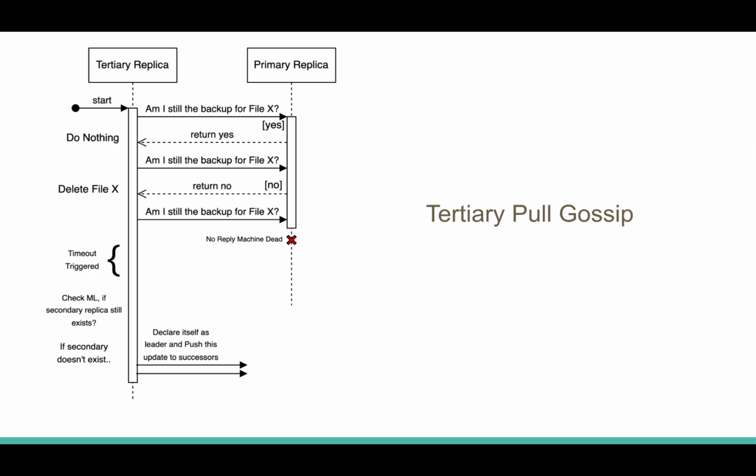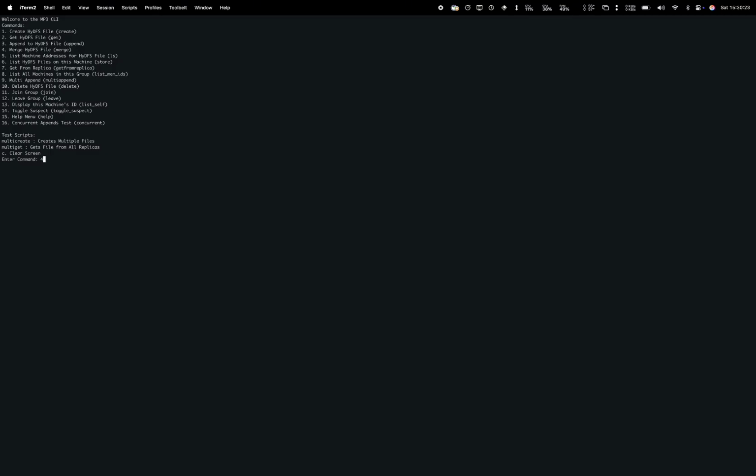Similar to the secondary replica, the tertiary replica also runs a pull gossip and asks the primary replica if it is still the backup for file X. The primary replica and the tertiary replica perform similar actions when the primary replica returns a yes or no. However, when the timeout elapses for the primary replica to reply, the tertiary replica will check the membership list to see if the secondary replica is still alive. If not, then it declares itself as the leader and pushes this update to its successors.